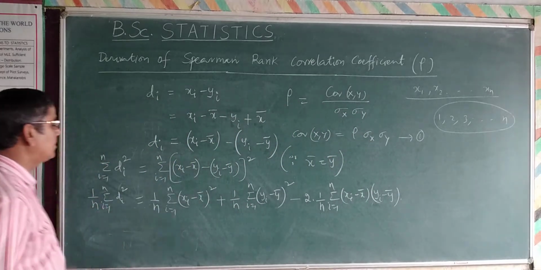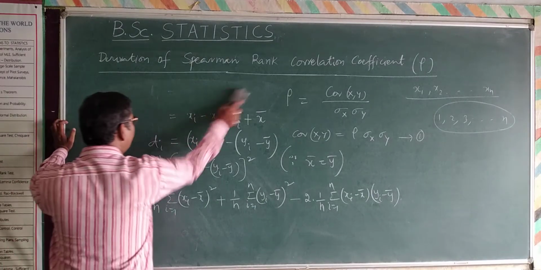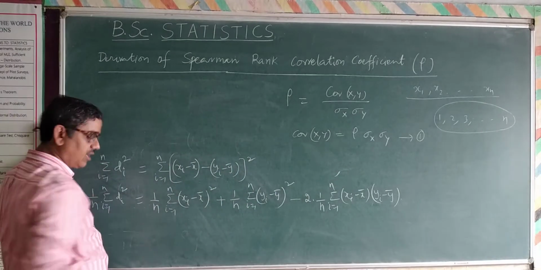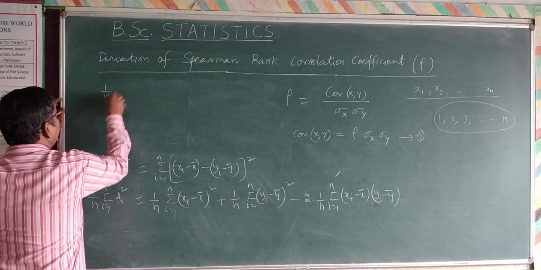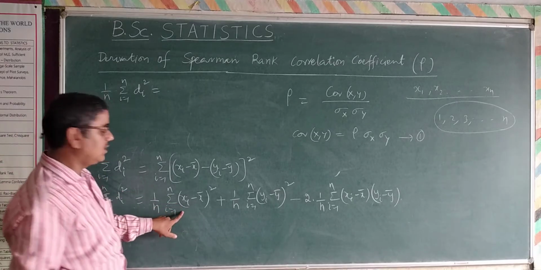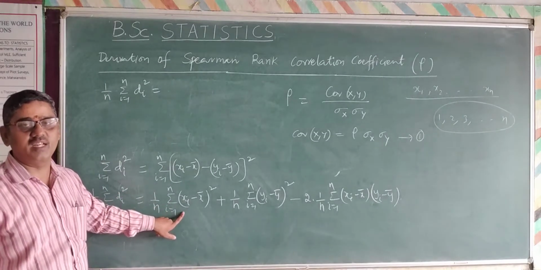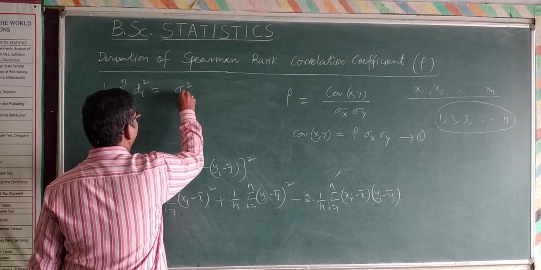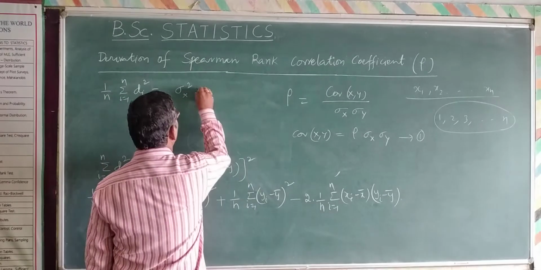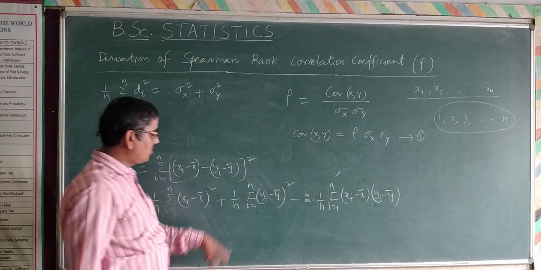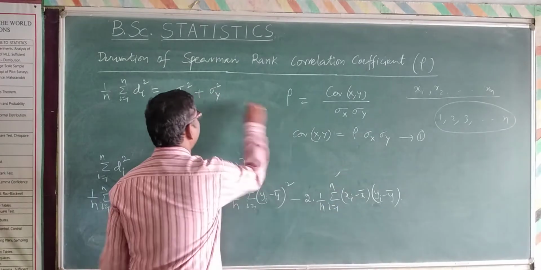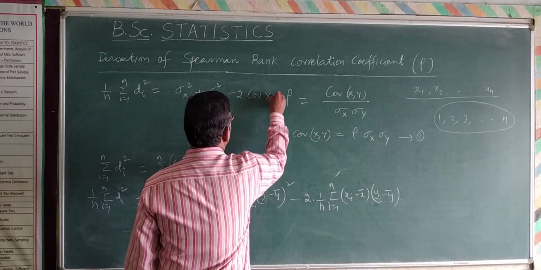Okay, so now I write the formulas. Just consider which are the formulas. You observe here clearly, it is 1 by n summation i is equal to 1 to n di square. Leave it and kindly consider this. This is the formula of sigma square x, the variance of x. And this is 1 by n summation y minus y bar whole square, this is sigma square y. And this is 1 by n summation x minus x bar into y minus y bar, the covariance of x, y. Hence it is minus 2 into covariance of x comma y.